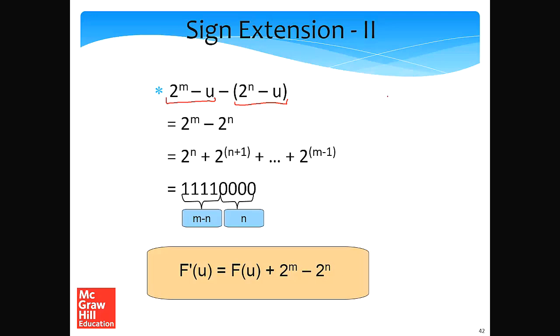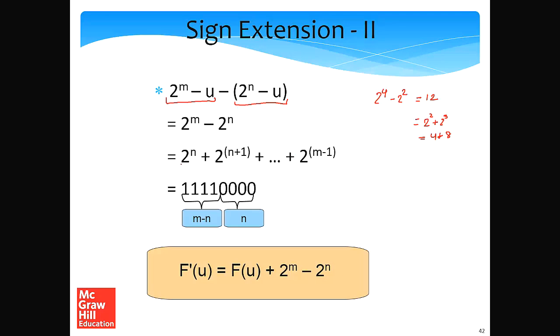Maybe just giving an example, let's say you want to subtract 2 to the power 4 minus 2 to the power 2, which is 16 minus 4, which is 12, right? So the claim here is that this is equal to 2 to the power 2 plus 2 to the power 3, which is 4 plus 8. So this is a very easy identity to prove, and I leave this to the reader.